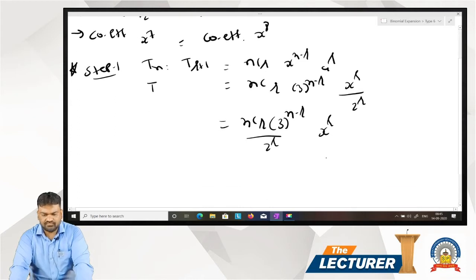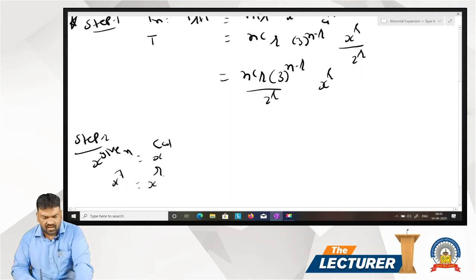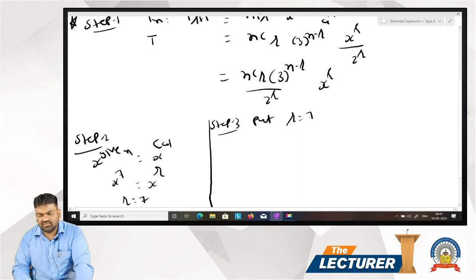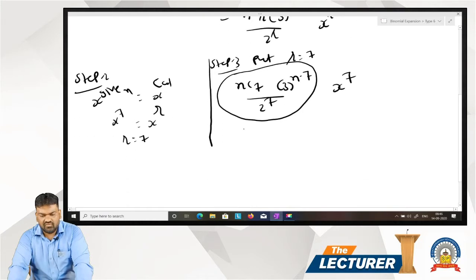Step 2: x raised to given is equal to x raised to calculated. x raised to 7 is equal to x raised to r, so r is equal to 7. Step 3: put r is equal to 7. nC7, 3 raised to n minus 7, divided by 2 raised to 7, x raised to 7. So the coefficient of x raised to 7 is nC7, 3 raised to n minus 7, divided by 2 raised to 7.